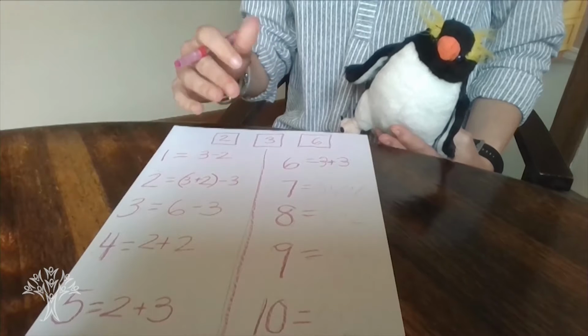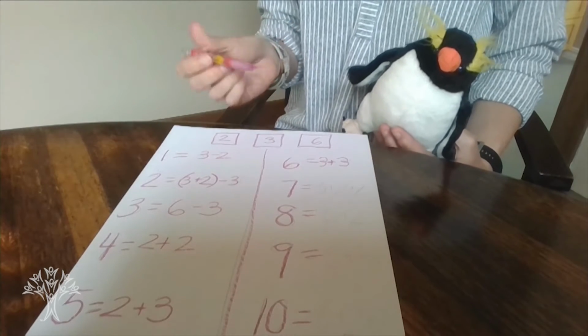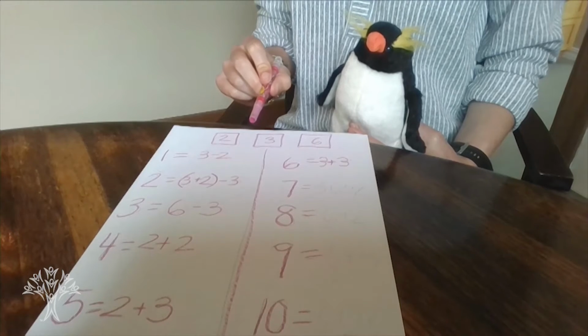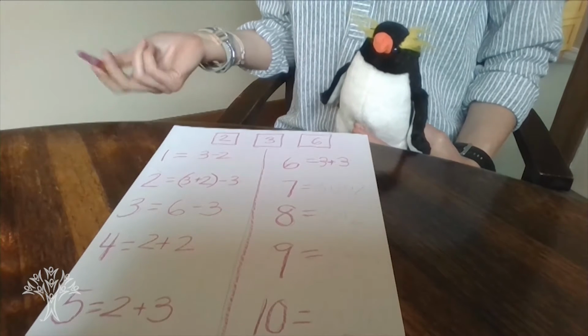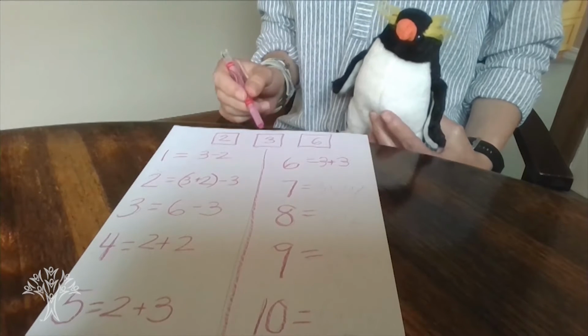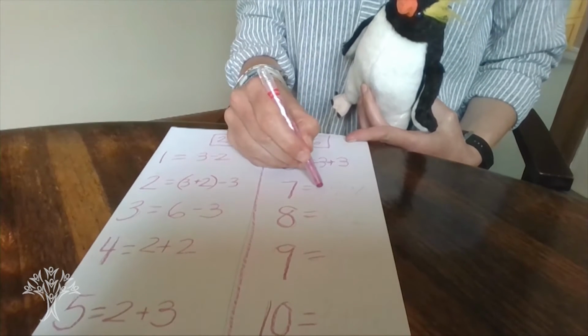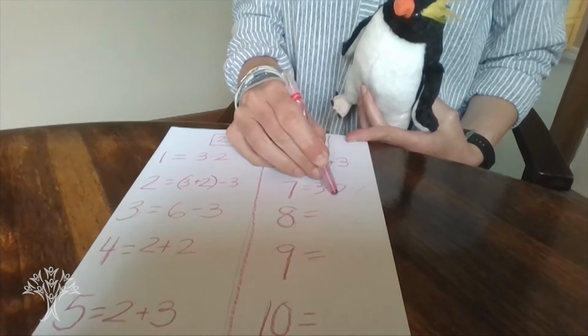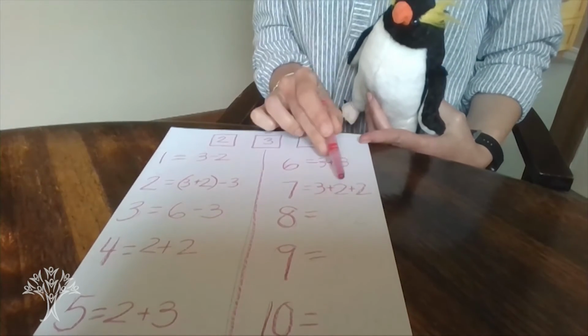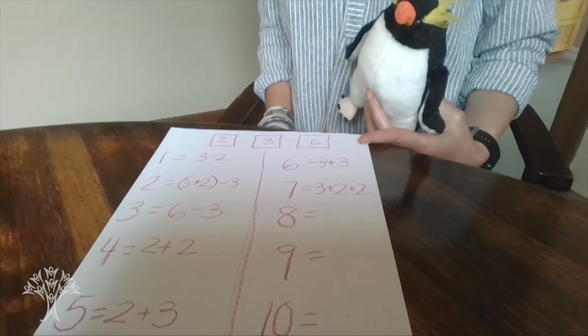Now I have to try to build some higher numbers. Let's see, how could I build a 7? I know 5 plus 2 makes 7. That's a known fact for me. So how could I get a 5 out of here? I could use that 3 plus 2 again. 3 plus 2 is 5. And then 2 more gets 7 because I can use 2 more than one time.